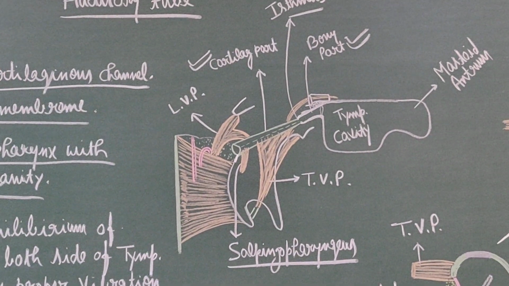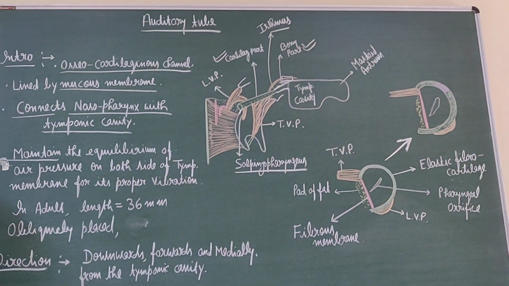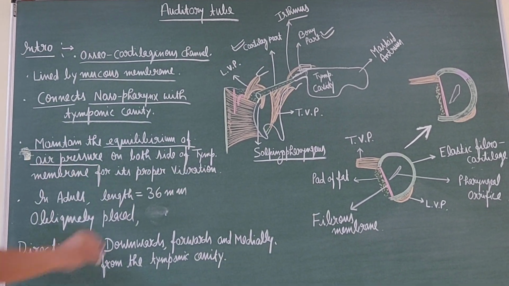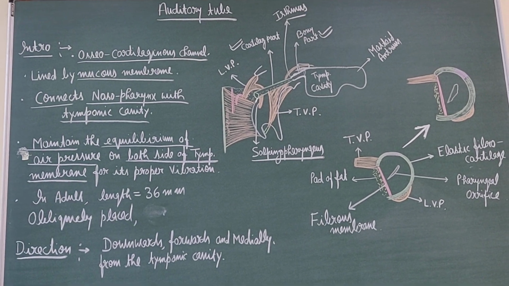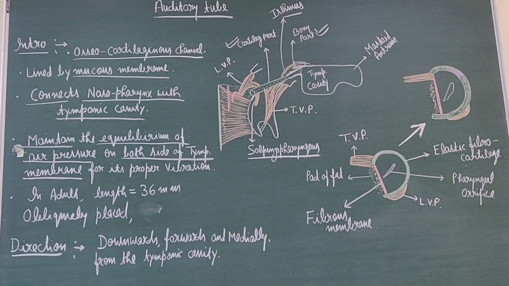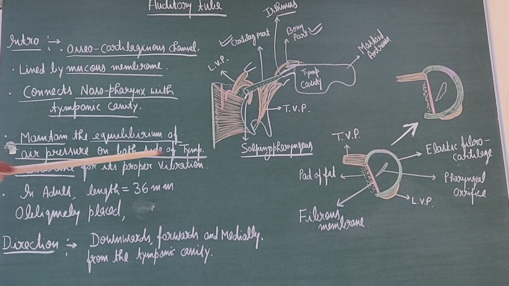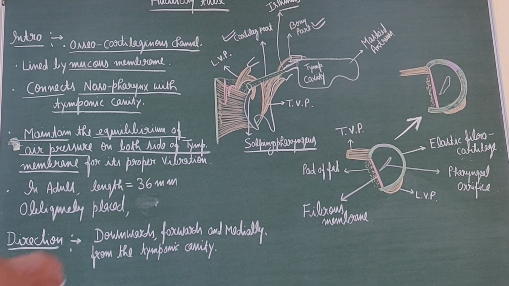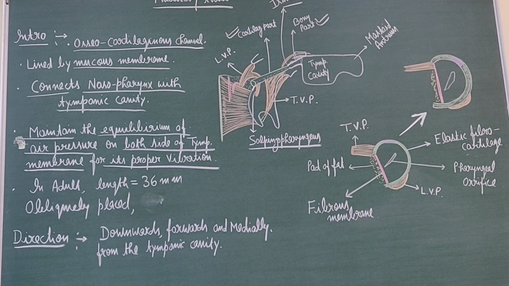pharyngotympanic tube. And this auditory tube maintains the equilibrium of the air pressure on both sides of the tympanic membrane. It is an important function of this eustachian tube. On both sides of the tympanic membrane, it maintains the equilibrium of the air pressure so that this membrane properly vibrates.